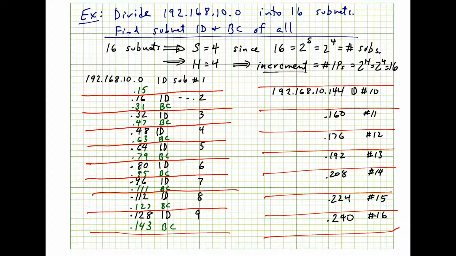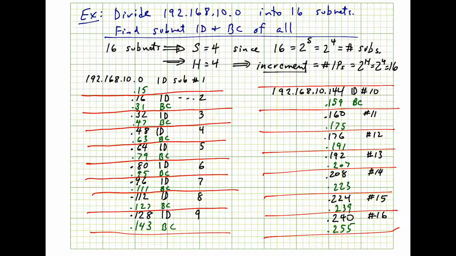Okay? And in every case, the broadcast is 1 less than the subnet ID of the one above, of the next one up. .175, .191, .207, .223, .239 and .255, again, one less than 256.